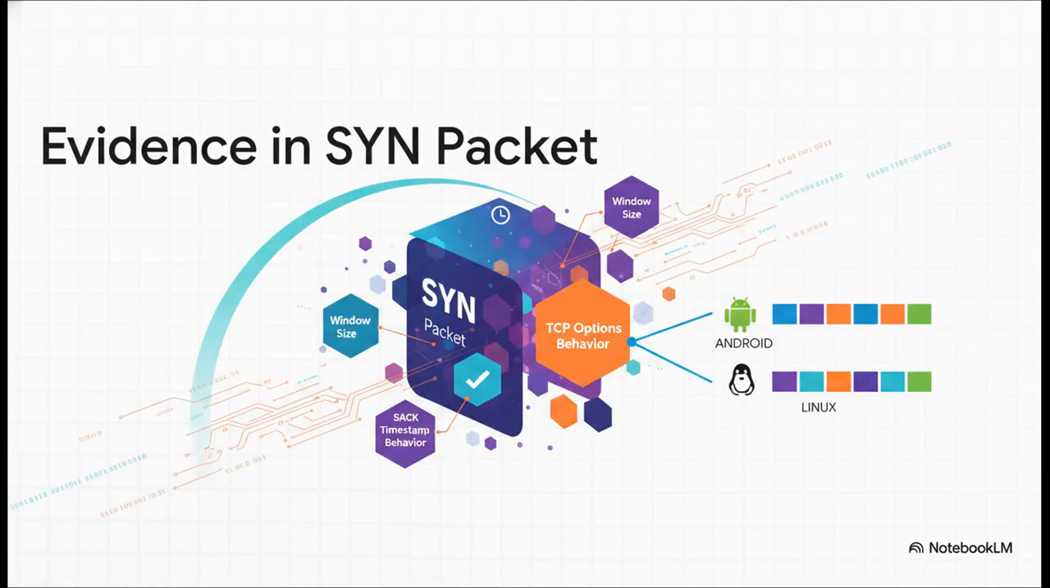So all the really juicy evidence is found inside that initial hello, that SYN packet. We're looking at all these little details, things like window size, but honestly, the most important thing is the specific order of the TCP options. A real Android phone, for example, arranges these options in a very unique order, an order that's totally different from a Linux server. These are the subtle, really hard to fake details that give the whole game away.